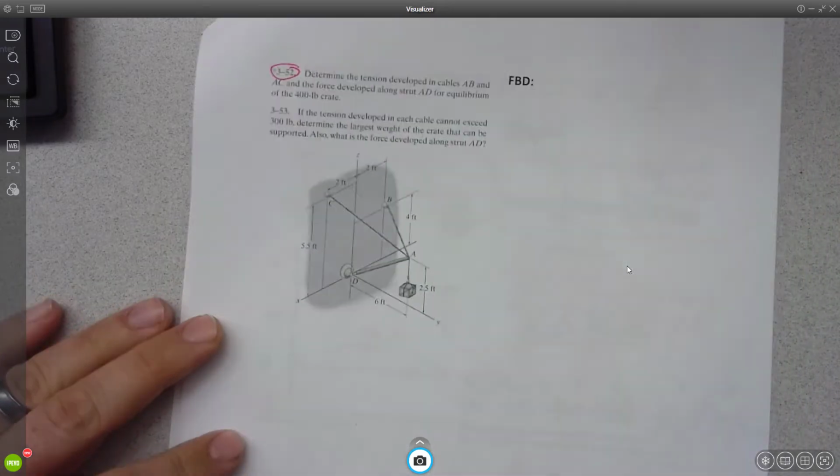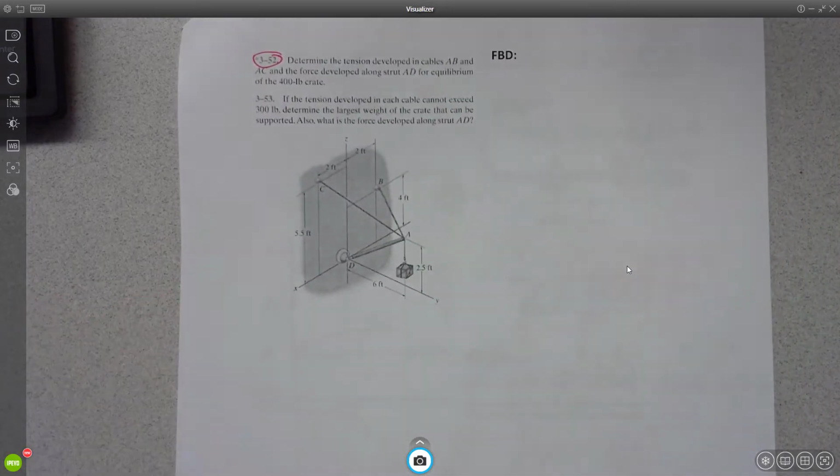You bet. Okay, determine the tension developed in cables AB and AC and the force developed along strut AD for equilibrium of the 400-pound crate. So what type of problem is this? 3D equilibrium? Sort of. It is 3D equilibrium, but is it 3D equilibrium of a rigid body or of a point? Of a point, right?